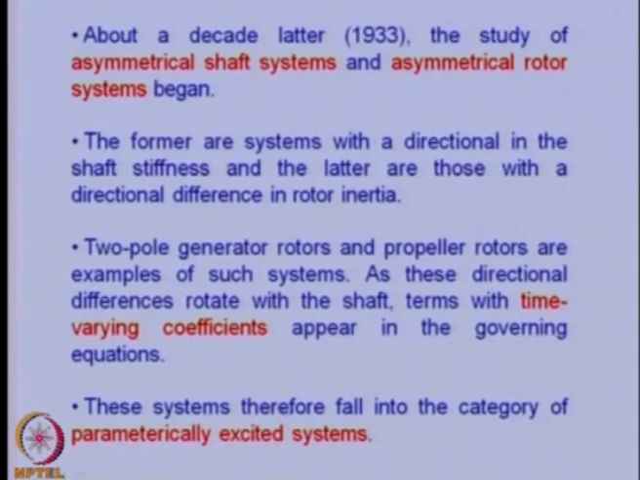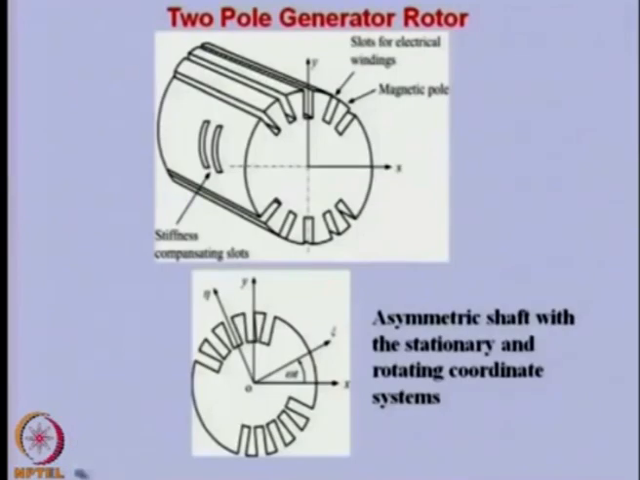These systems therefore fall into the category of a parametrically excited system. So, let us see with the diagram what a two pole rotor is. You can see this is a rotor for a generator in which some slots are there for winding, and these are the holes. Because of this shaft the stiffness in one of the planes will be less as compared to the other one. To compensate for that, some slots are made in the other direction also, but still when such a rotor rotates, you can expect there will be a change in the stiffness with respect to time, and that gives parametric excitation to the system.